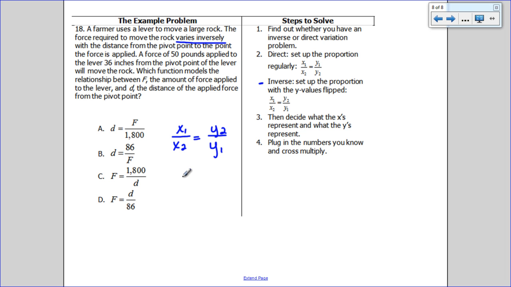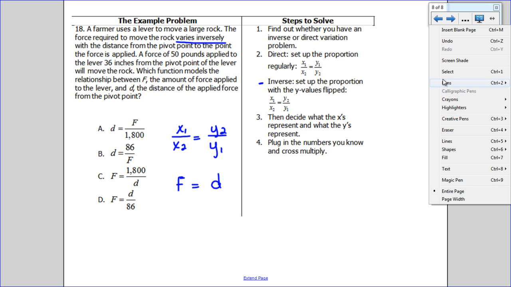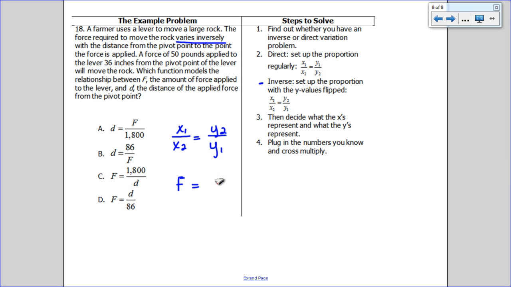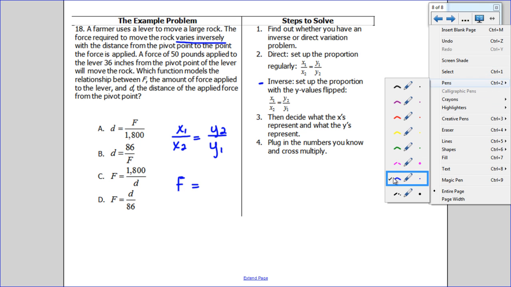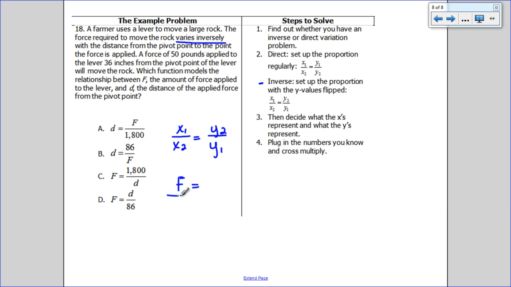Well, I'm going to let x's be force, and I'm going to let y's be distance. So x's are going to be force, and I know there is a force of 50 pounds being applied. I also know that for the y values, that's going to be distance. And so they're flip-flopped, so my distance is here, and I know that the distance they gave me in the formula is 36. So I'm going to cross multiply and figure out what I have.